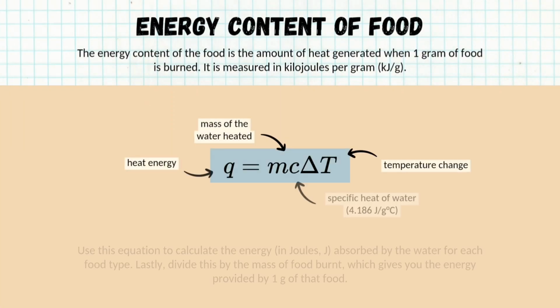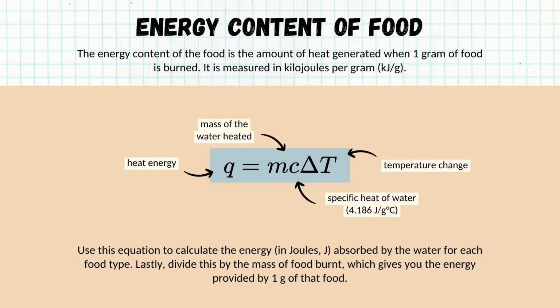The energy content of food means the amount of heat produced when 1 gram of food is completely burned. This is measured in kilojoules per gram, kJ/g. To calculate this energy, scientists use a simple formula: Q equals mcΔT. Here, Q is the heat energy absorbed by water, m is the mass of water heated, c is the specific heat of water, which is 4.186 J per gram per degree Celsius, and ΔT is the change in temperature. Once we find the heat absorbed by water, we divide it by the mass of food burned. This tells us how much energy 1 gram of that food provides.